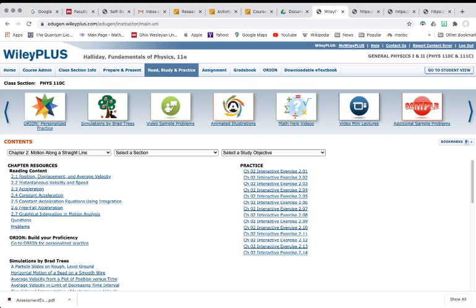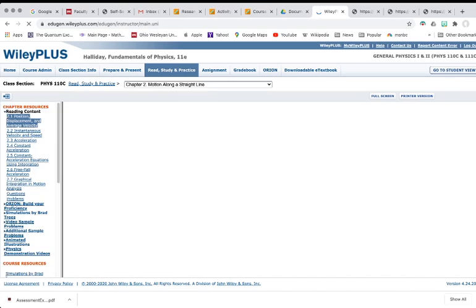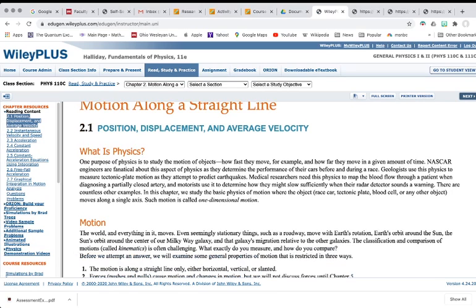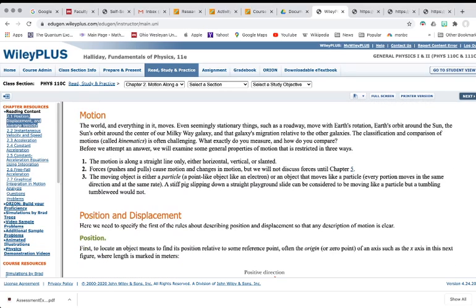And then you will see chapter resources, reading content, and section 2.1 is hyperlinked, position, displacement, and average velocity. And if you click on that, wait just a moment, you will get the actual reading content from Chapter 2, Section 1, position, displacement, and average velocity. And then you just start reading. And I strongly encourage you to read this content. Read every word of it.